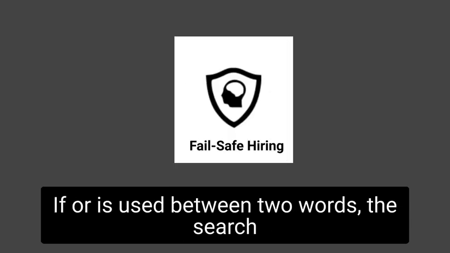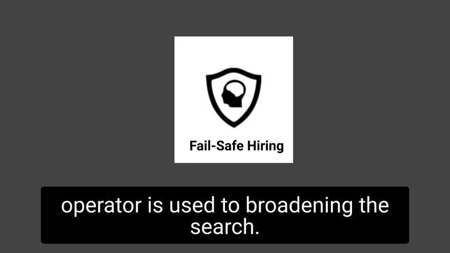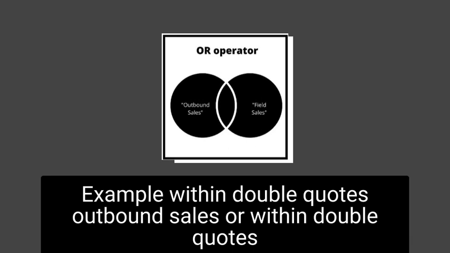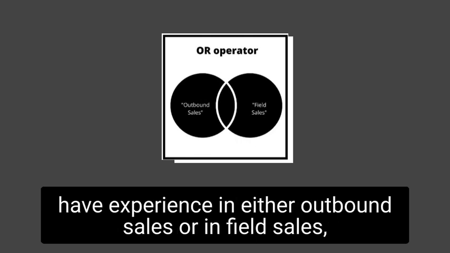OR operator. If OR is used between two words, the search result can contain either of the two words. OR operator is used to broaden the search. Example: within double quotes "outbound sales" OR within double quotes "field sales". This will produce a result with professionals who have experience in either outbound sales or in field sales.